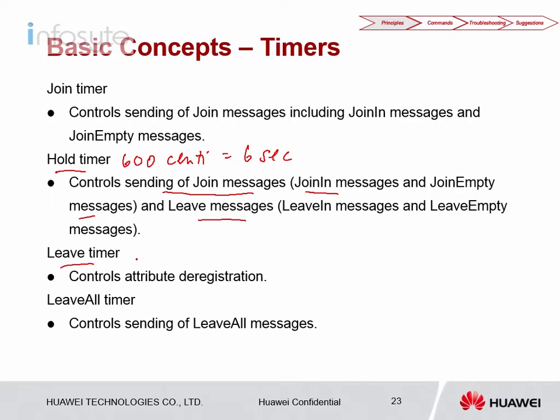Then we also have a leave timer that controls the attribute deregistration, and a leave all timer that controls the sending of leave all messages. For the leave timer, the default here is 30 seconds, and for the leave all timer, the default is 2 minutes. Alright, so these are all the default timers. You can change the timers on the trunk port.